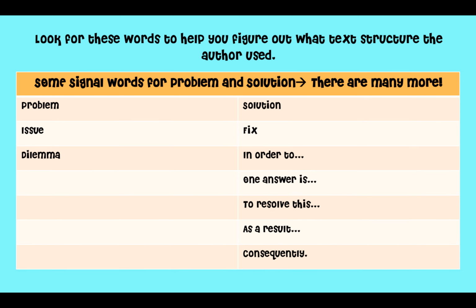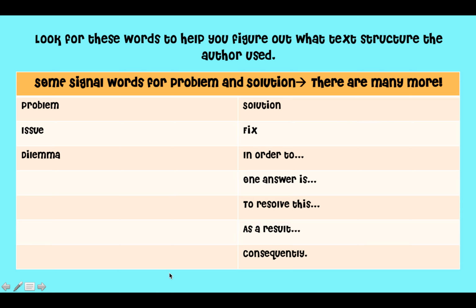Okay. So you're going to look for these words to help you figure out what text structure the author used for problem and solution. Some signal words for problem and solution, there's many more, but problem, issue, dilemma, and then solution, fix, in order to. So in order to fix this problem, one answer would be, well, you have a question. One answer to your question is, if I'm giving you an answer, I'm solving a problem that you have, which is maybe not understanding something. To resolve this, it has the word solve, which basically means the same thing as solution.